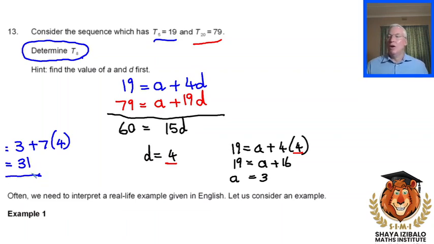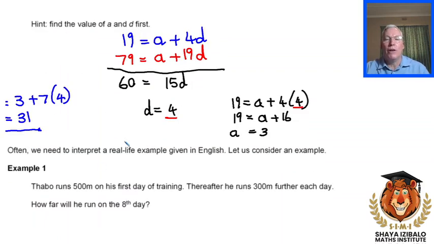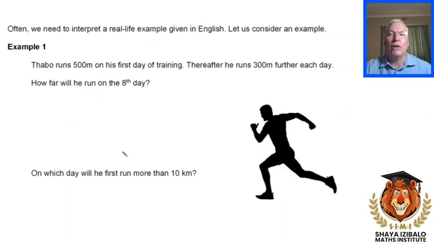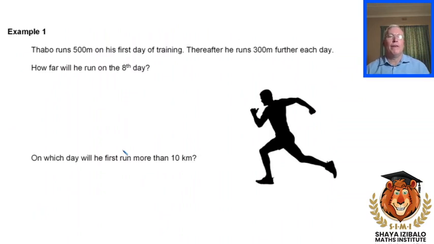Often what we need to do is interpret a real life example given in English. So let's look at an example here. Taubo runs 500 meters on his first day of training. Thereafter, he runs 300 meters further each day. How far will he run on the 8th day? Well, let's write down some terms.